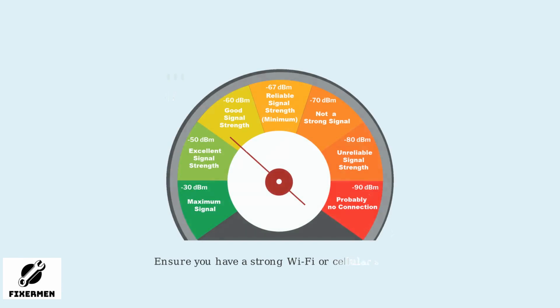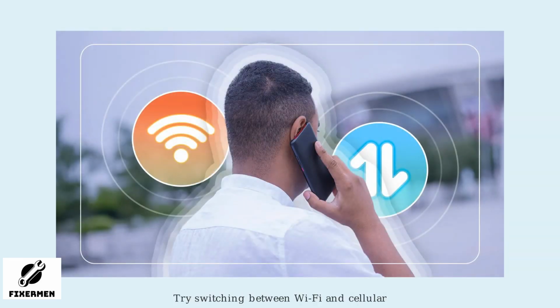Ensure you have a strong Wi-Fi or cellular signal. Poor signal strength can lead to timeouts during the login process, triggering error code 310. Try switching between Wi-Fi and cellular to see if that resolves the issue. Sometimes, one network may be experiencing problems while the other provides a stable connection for login.